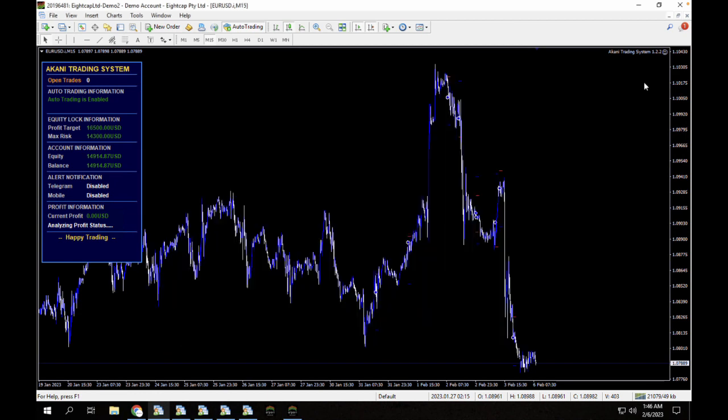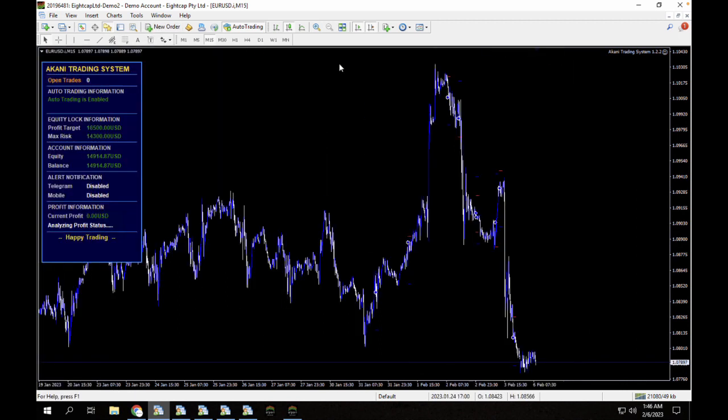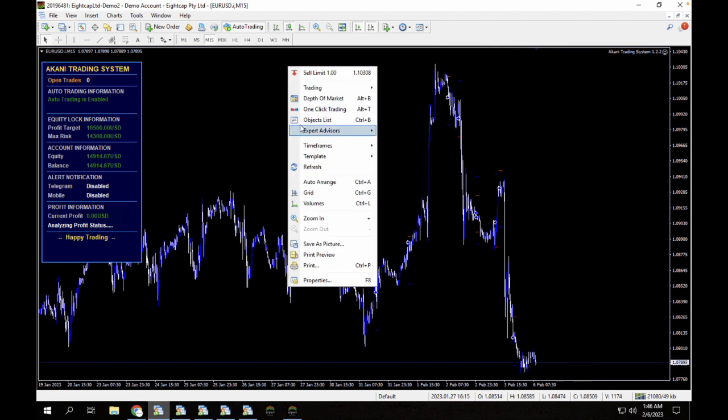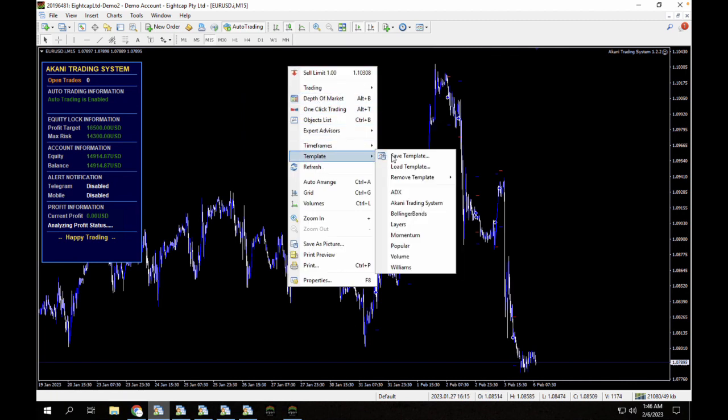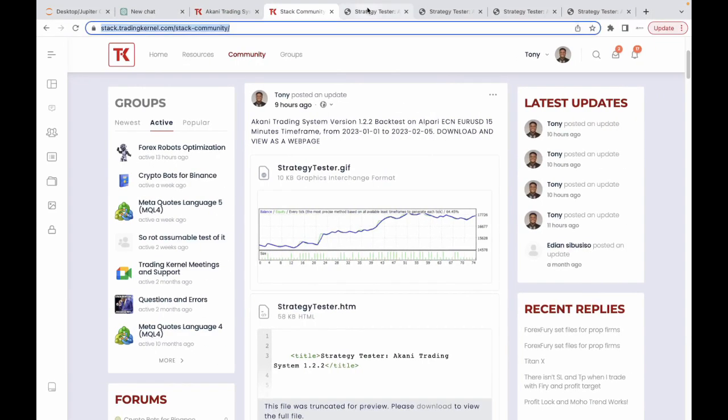Once you do that, you click on your navigator and make sure to refresh your charts here. Then you go over to your chart, click on templates and load the Akani Trading System template. Automatically the expert advisor is set at a 1% risk. That's what it comes with by default, but if you're going to be using it on FTMO, make sure you have 0.5%.